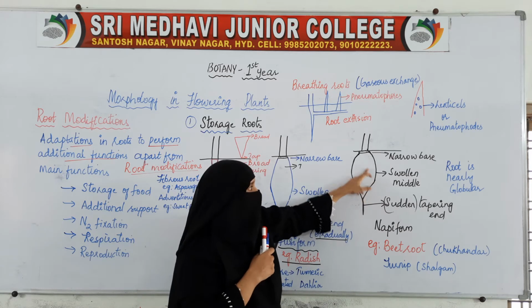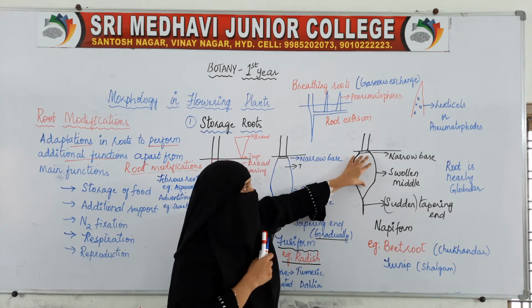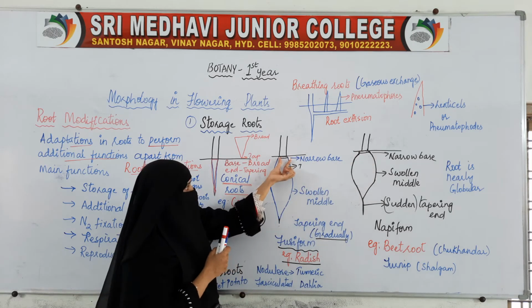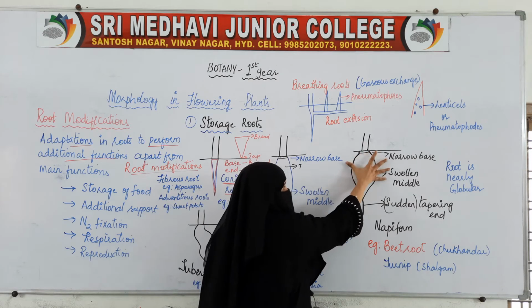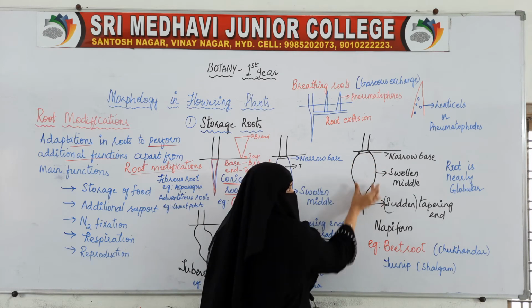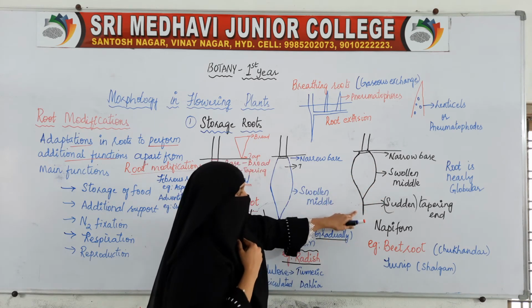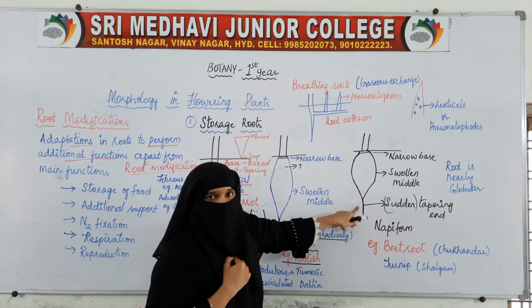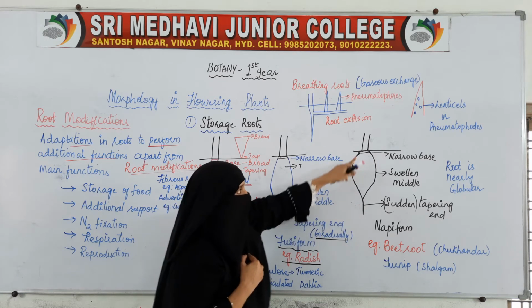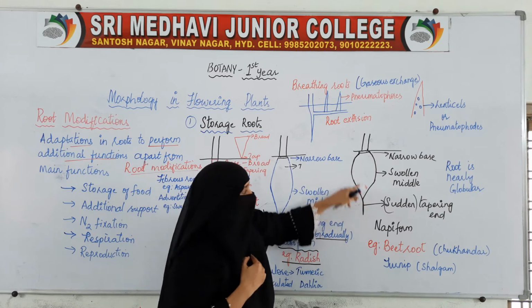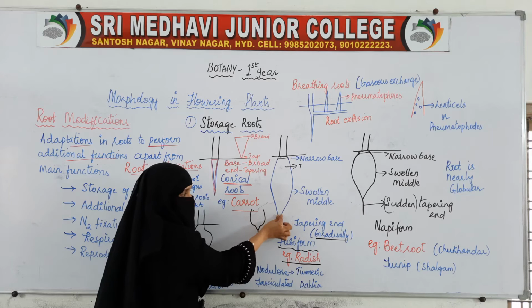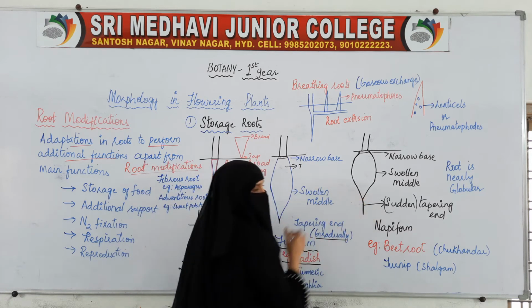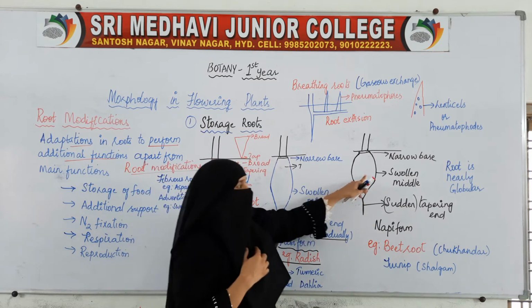Here a narrow base will be there, and a swollen middle. In the fusiform it was narrow till here and swollen in the middle, but here, right from just the narrow base, it will be swollen from the tip itself, upward. The whole thing will be swollen in the middle, and sudden tapering will be seen. Narrow base, sudden tapering, and swollen middle. In the fusiform, tapering is seen but gradually, slowly decreasing. Here sudden tapering is seen. So this is napiform.